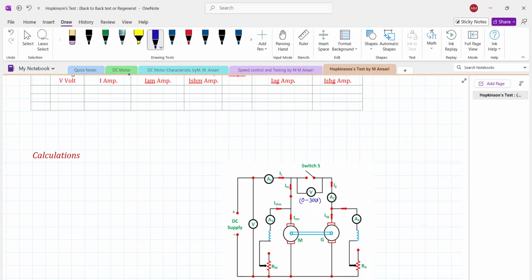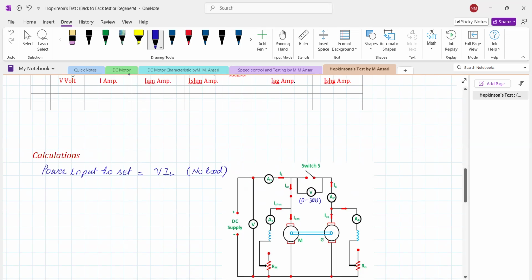Say here we have considered the same diagram for our consideration. Here the power input to the set is equal to V into IL. V is the supply voltage and IL is the current which is for both the machines at no load condition. This is the no load condition. Even in the load condition also, this power input will remain the same.